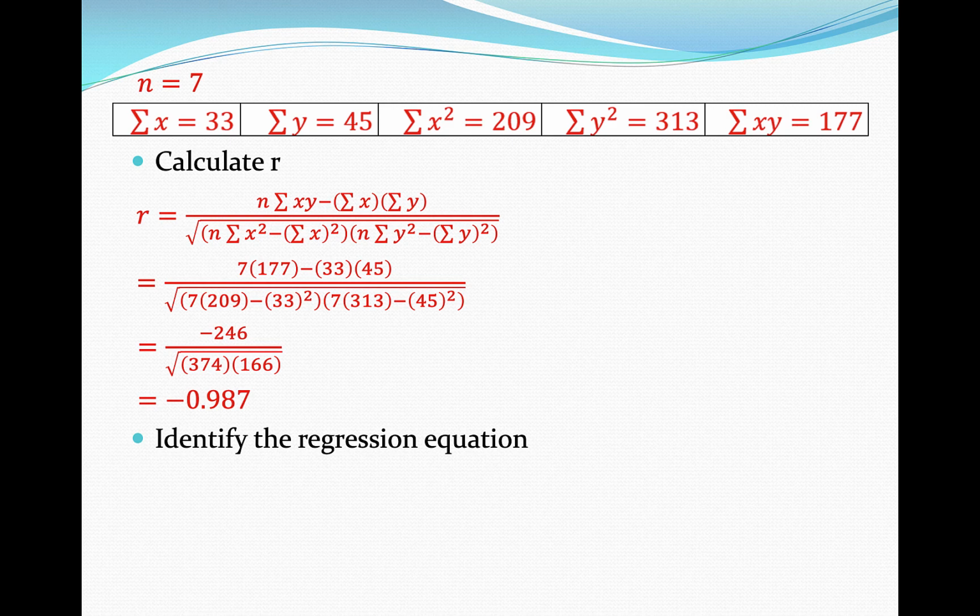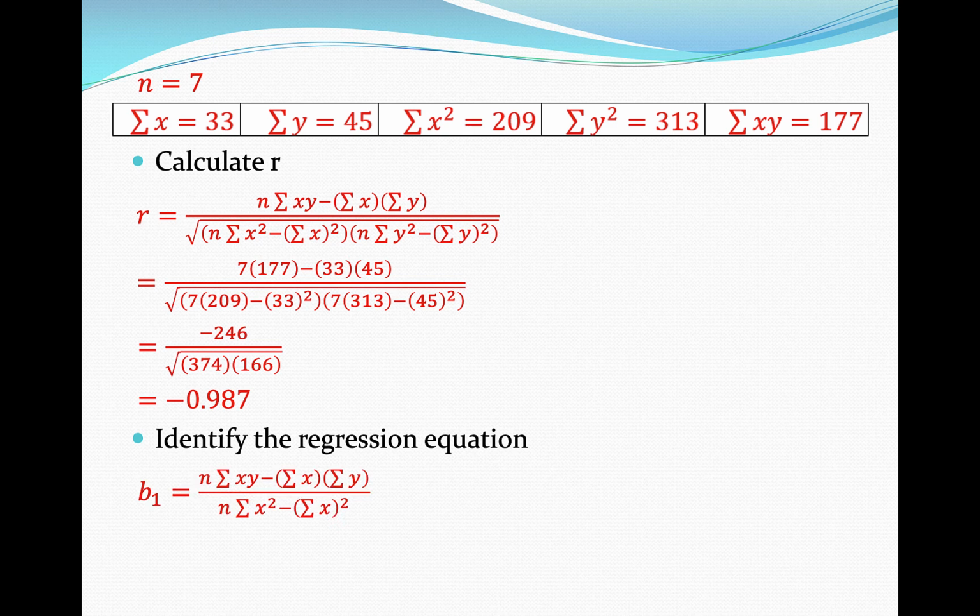Now that we have our R, we've established that the scatter plot looks good. Everything looks good here. So now we're able to say, since I have this strong relationship, let's predict how much sleep someone gets based on how many cups of coffee they drink. So we're going to identify the regression equation. To identify the regression equation, you always start with the slope.